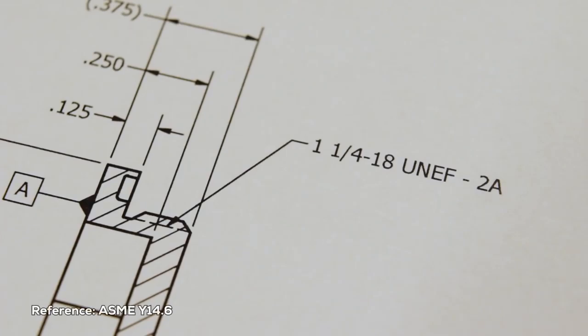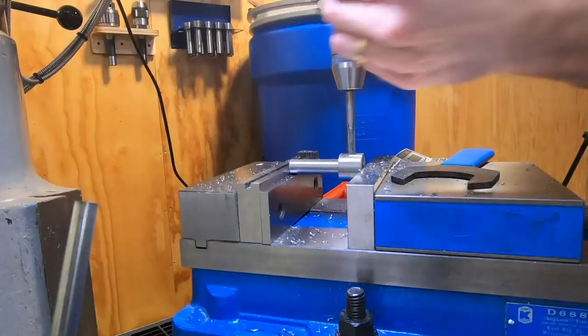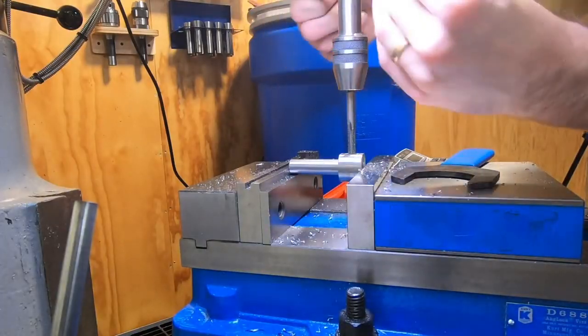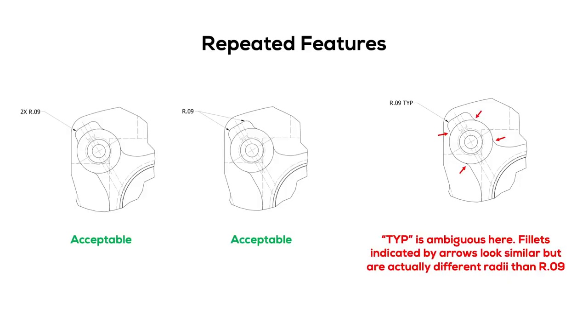Threads are called out with a note that specifies the size, standard, and usually the tolerance class. You can also specify the depth in the note or with the dimension in the view. Many times, you'll have multiple instances of the same feature, like these fillets. You can use a note like 2x to indicate this, or multiple leaders.